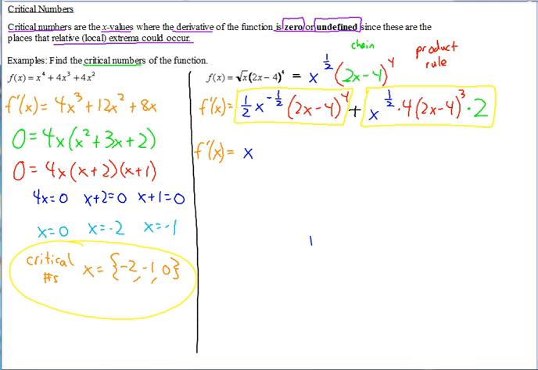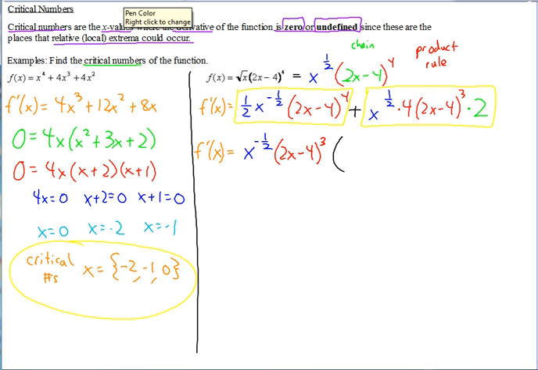Just like if you had x cubed, x squared, and x, we factor out the lowest exponent, x to the first. Here the lowest exponent is x to the -1/2, so let's factor that out. But we also have 2x minus 4 in common. This one has 2x minus 4 to the 4th, and this one has 2x minus 4 to the 3rd, so we factor out the lower exponent, 2x minus 4 to the 3rd. Then we put down what's left of each term. What's left of this term is still the 1/2.